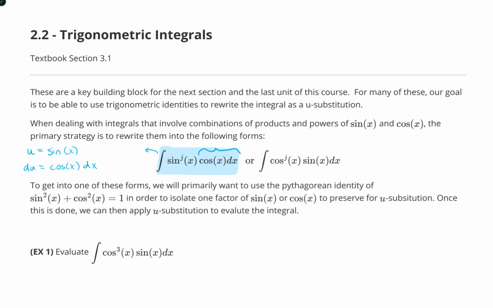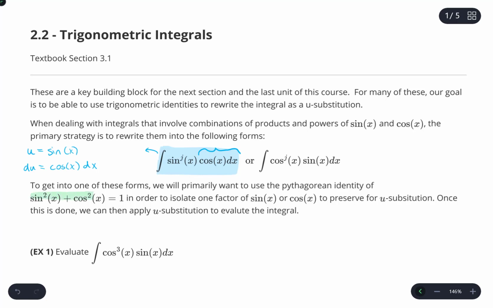So what will ultimately happen is we'll have powers on both sine and cosine, but we're not going to be able to integrate with that. What we'll need to be able to do is rewrite some of those powers in such a way that every term is just entirely of sine or cosine, and then there's a remaining factor of either sine or cosine left over for u substitution. So to get these to transform, what we'll use is the Pythagorean identity.